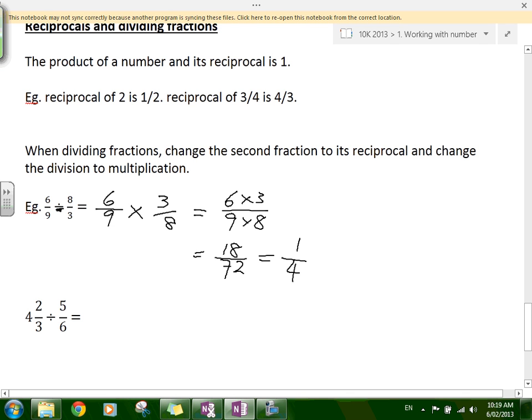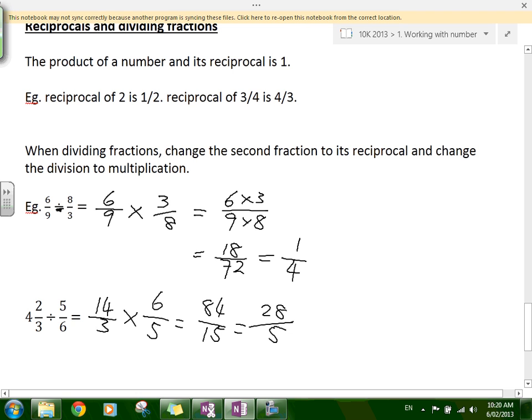Okay? So that's it. You switch the second one around, find its reciprocal, and then you multiply them instead of divide. Again, when you have mixed numerals, you have to change it to an improper fraction. So 4 2/3 is 14 over 3. Let's change it to multiplication, and the reciprocal of 5 over 6 is 6 over 5. So we change the reciprocal, and that equals 84 over 15. Can you simplify that at all? Can you find out for me? 28 over 5. Excellent. 28 over 5, and that's how we do it.